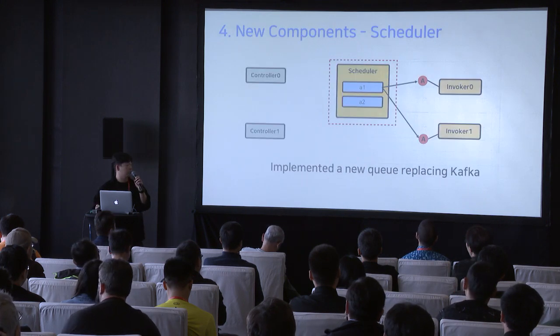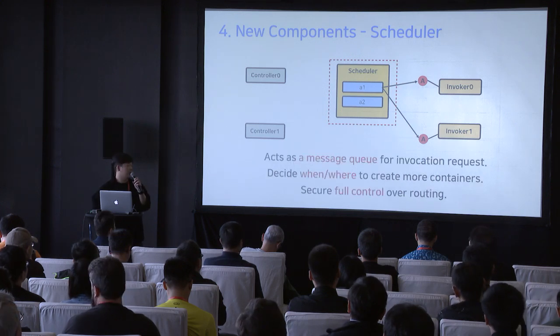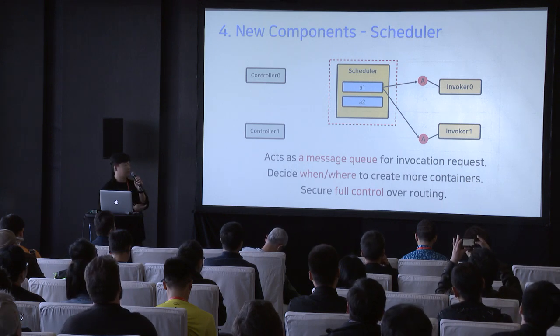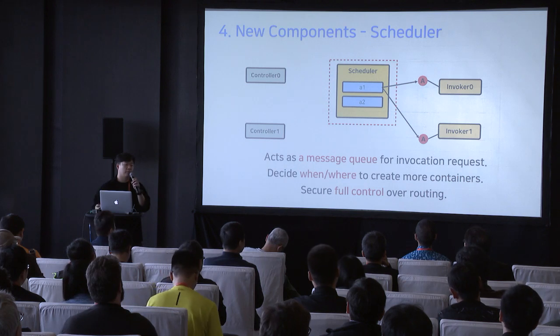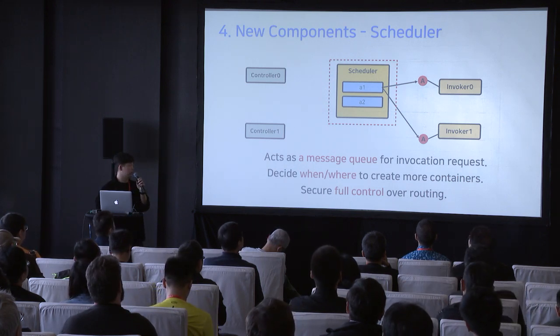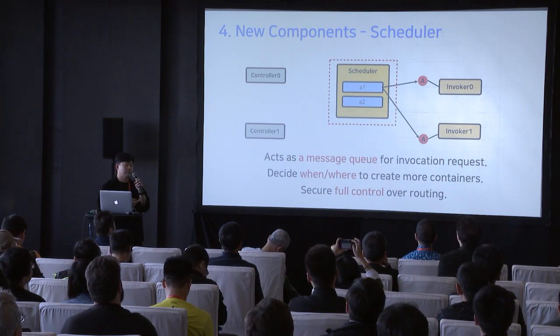So we implemented a new message queue. It acts as a message queue for invocation requests, and as the name suggests, it decides when and where to add more containers. And we could achieve full control of routing as we implemented it ourselves from scratch.